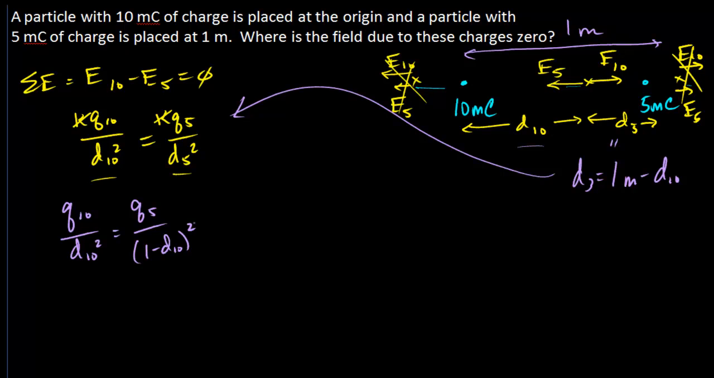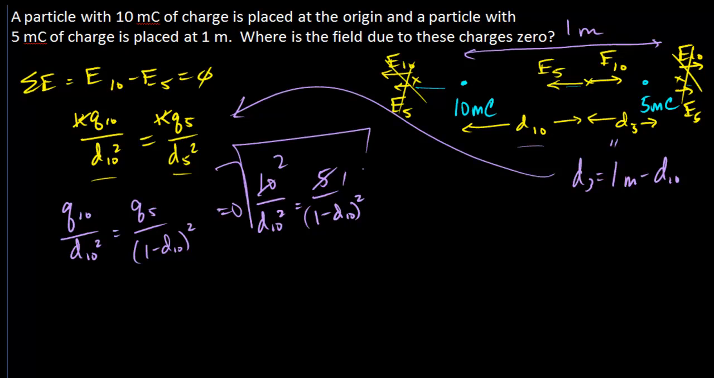Okay, this might look a little bit ugly. Let's put some numbers in and see what happens. This turns into 10 millicoulombs. Actually, we don't need the millicoulombs because they're on both sides, so the units are going to drop out. So we have 10 over D10 squared equals 5 over 1 minus D10 squared. We can do a little canceling. And now the easiest way to solve this problem is to square root the entire equation.